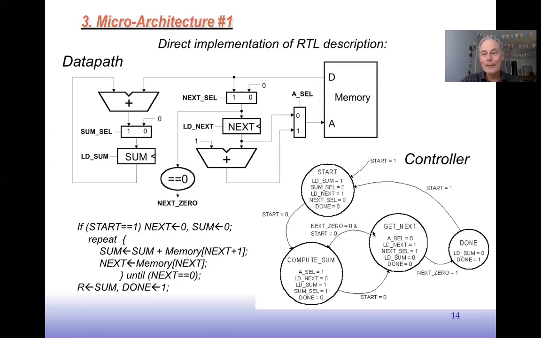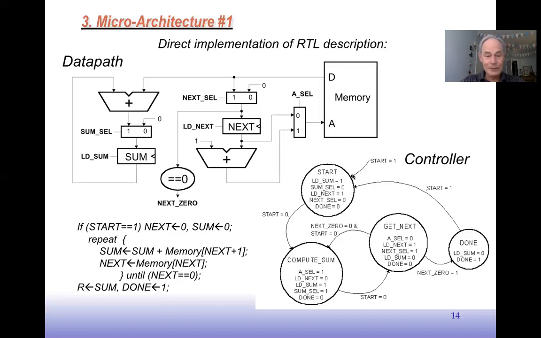Now the controller is a simple finite state machine, and it has 4 states. The first state is the initialization state. It has 2 states that we're going to iterate through, and then it has the final state for when things are done. We call the initialization state start. The first state of the loop is called compute sum, because that's what we're doing, the next one is called get next, and then we have a done state here. So you can see how the state machine works.